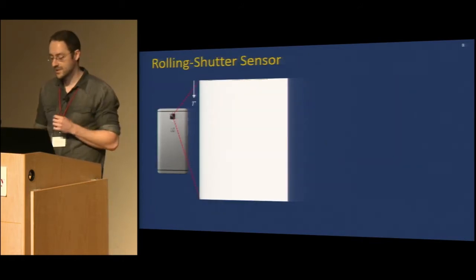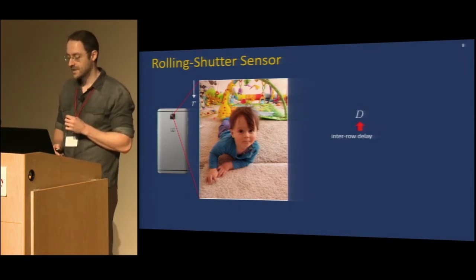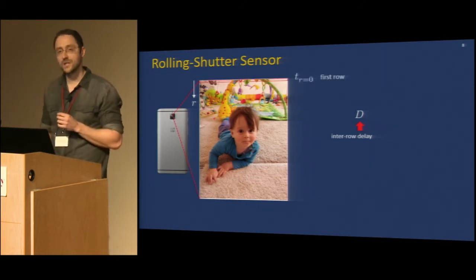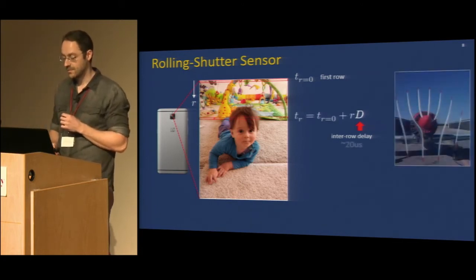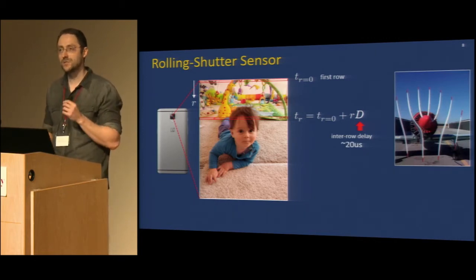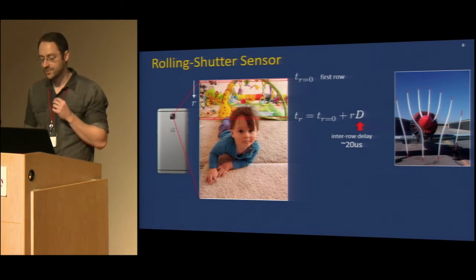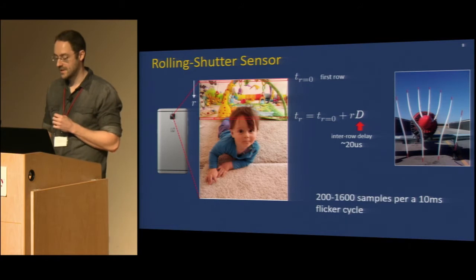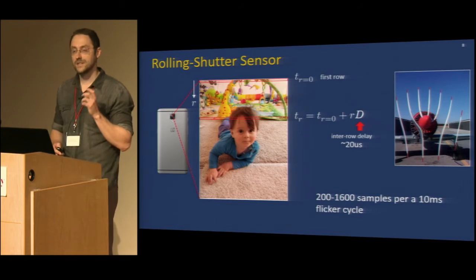So, in a rolling shutter sensor, rows are exposed one after another with a constant delay d. Now, let's denote the image row by r. Thus, if the first row was captured at some time t, row r is captured after rd seconds. Now, d is very short, on the order of 20 microseconds, which causes artifacts when imaging fast motion. But in our case, d has a great advantage. It provides a high temporal sampling rate for the scene's flicker. Depending on the camera, d enables between 200 and 1600 samples per flicker cycle, which lasts 10 milliseconds.